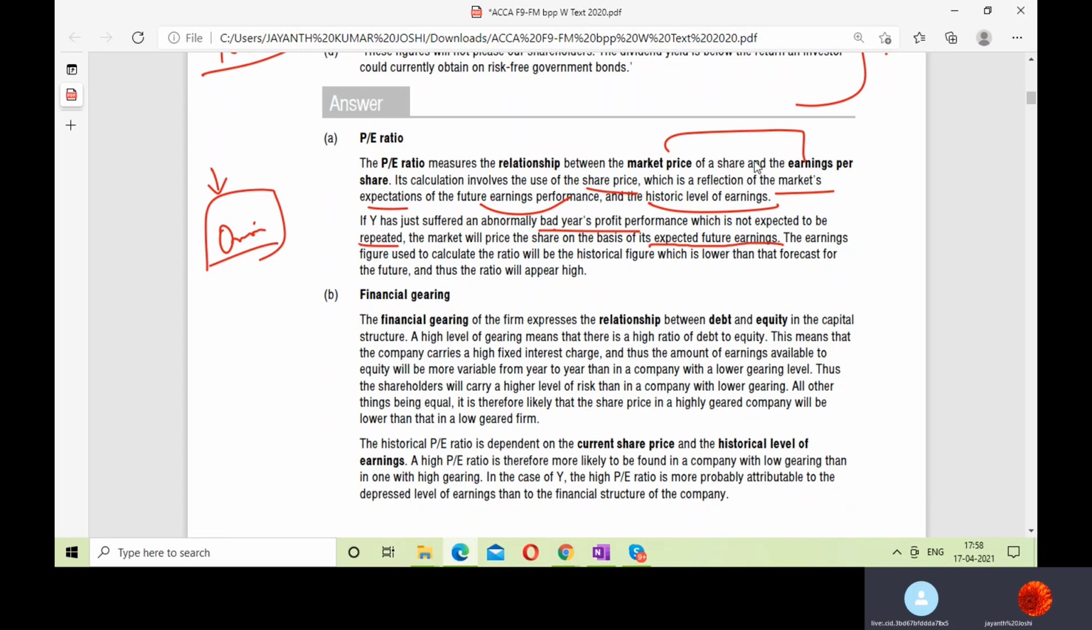The earnings figure used to calculate the ratio will be the historical figure, which is lower than the forecast for the future, and thus the ratio appears high. So what are they saying? The earnings figure used to calculate the ratio is less. If your numerator is high and your denominator is less, that will again make the ratio higher, correct? Yeah. So that is what is happening. Financial gearing, 1:1 is what you should maintain.